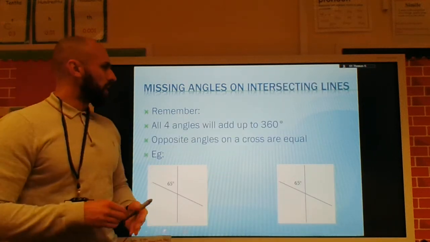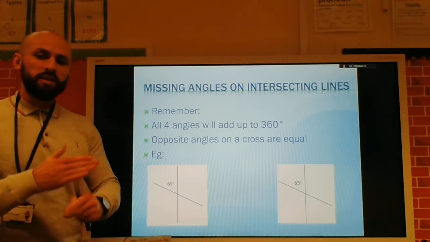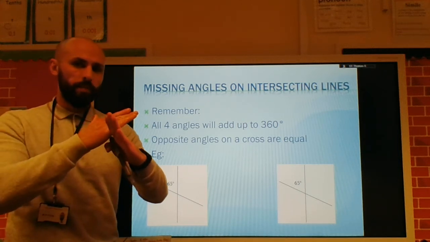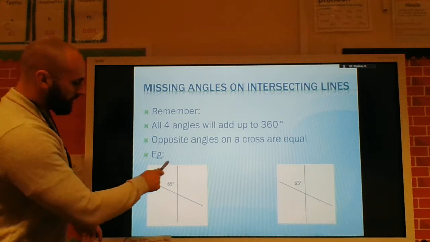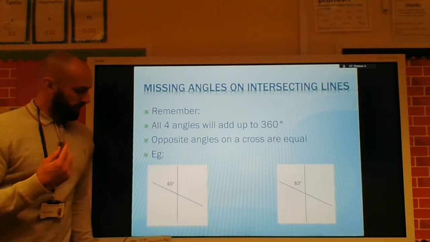And also you're going to have angles on intersecting lines. That means lines that cross over. Well, here this looks really, really hard to solve. But there's a couple of things I need to know.